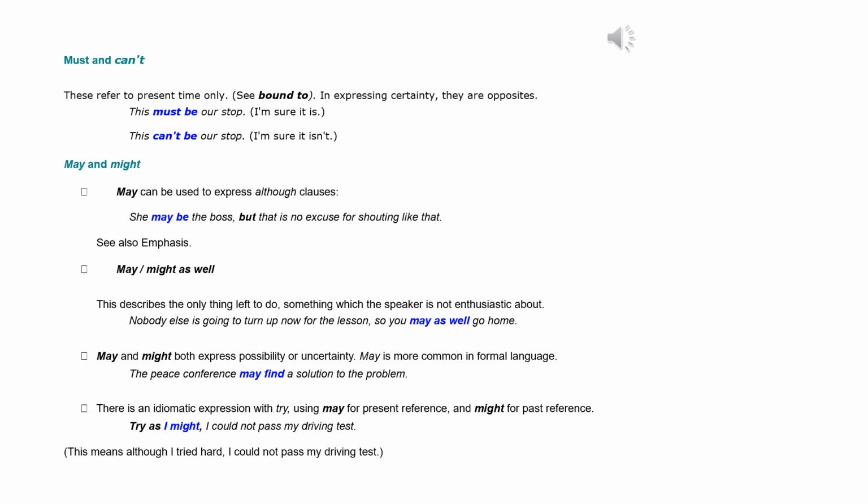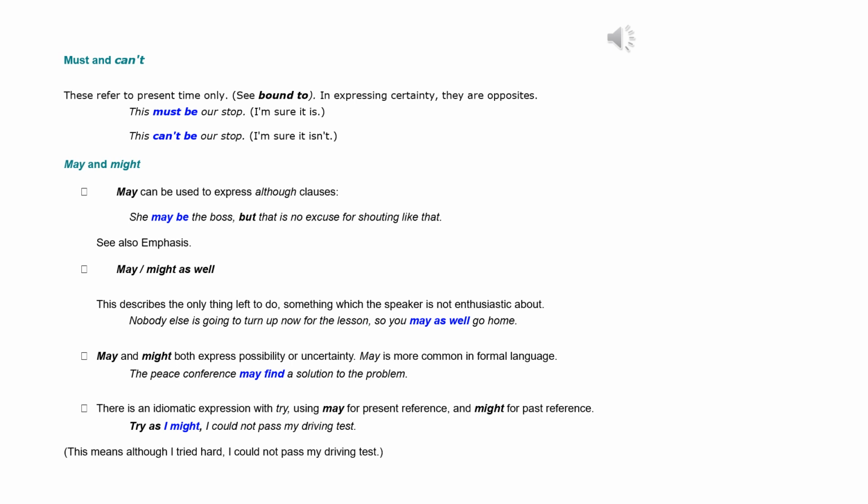May, might as well. This describes the only thing left to do, something which the speaker is not enthusiastic about. Nobody else is going to turn up now for the lesson, so you may as well go home.